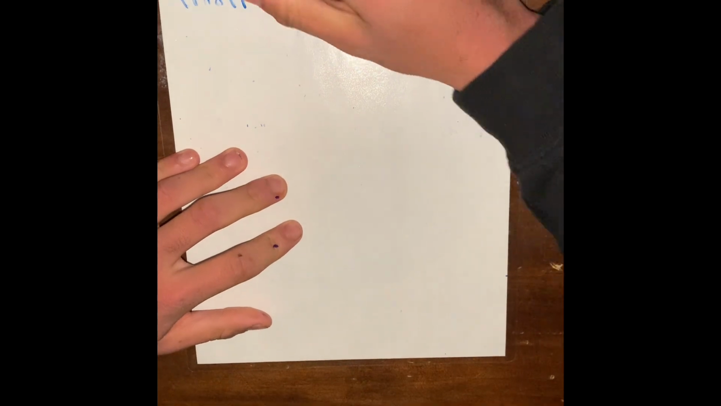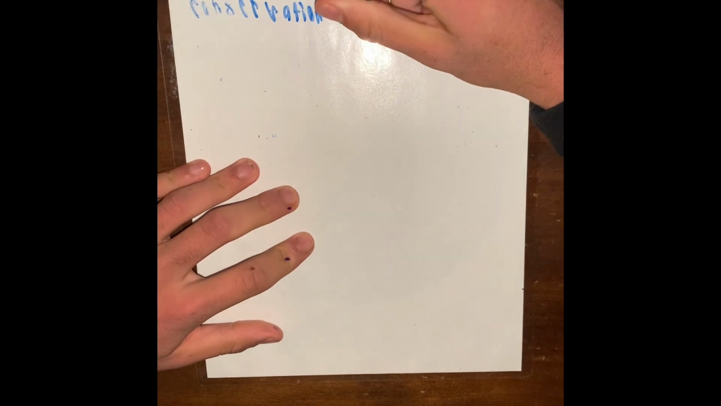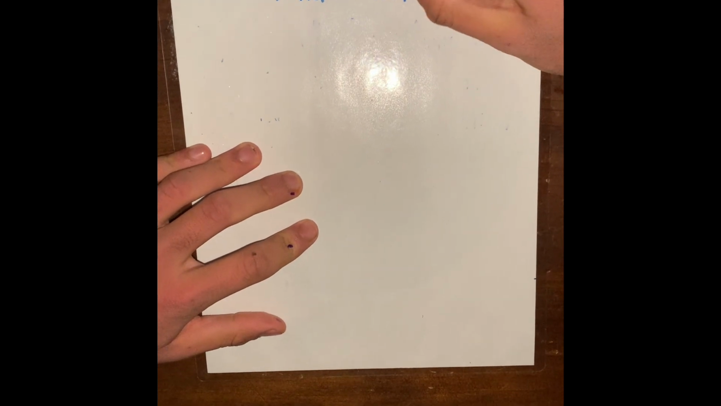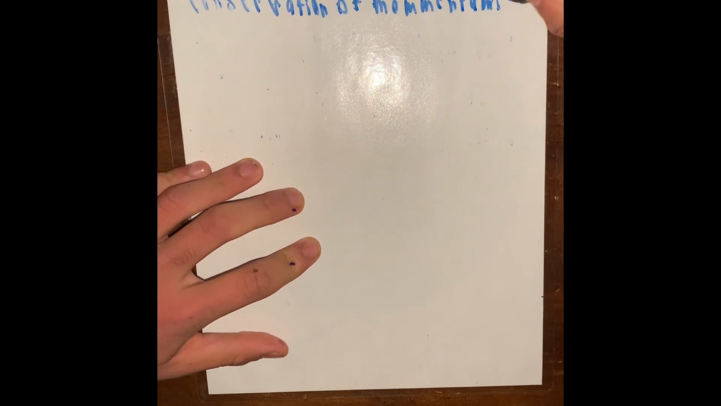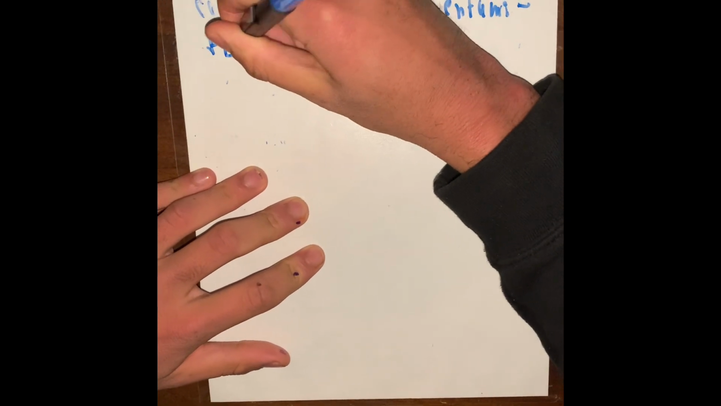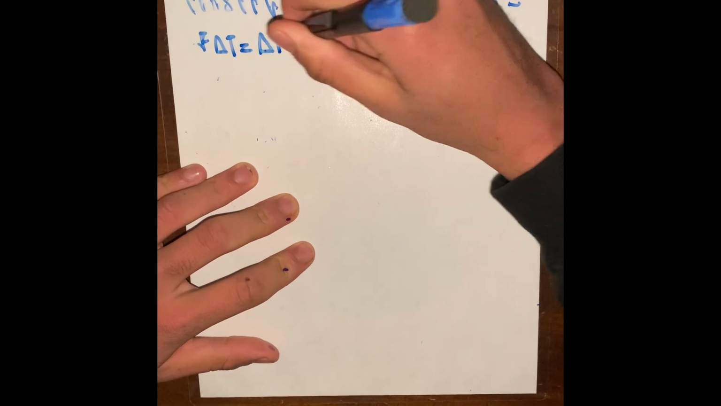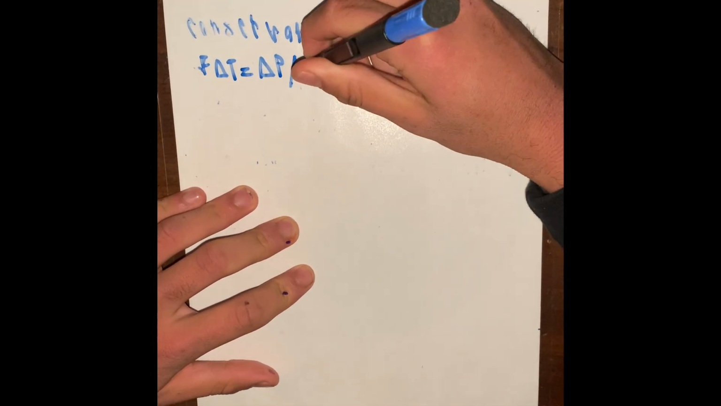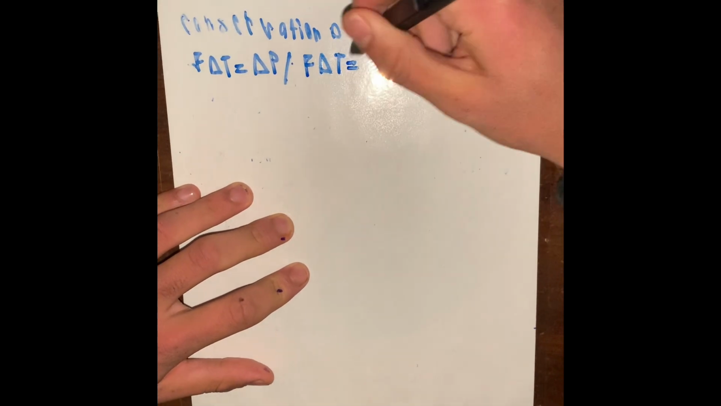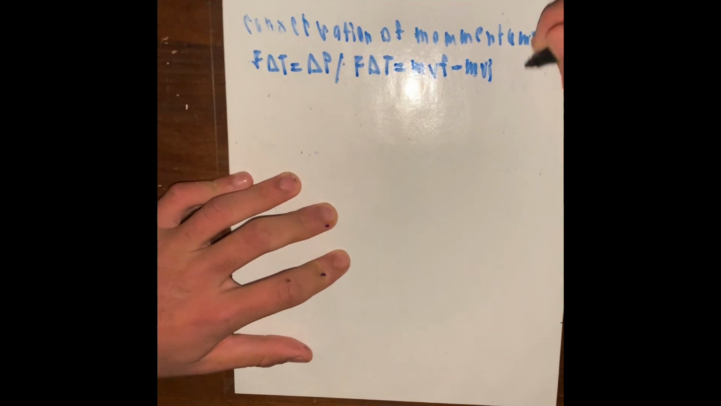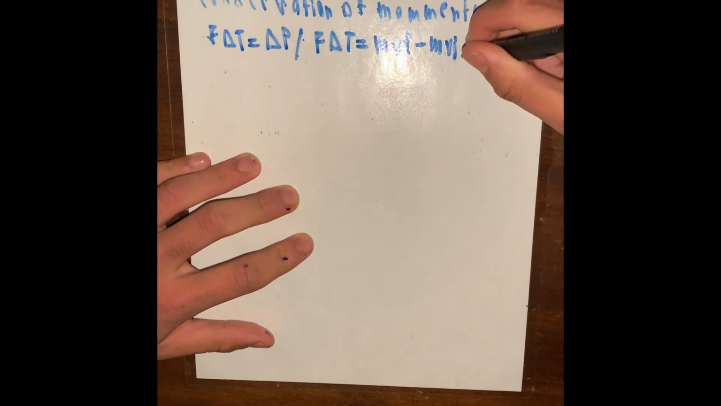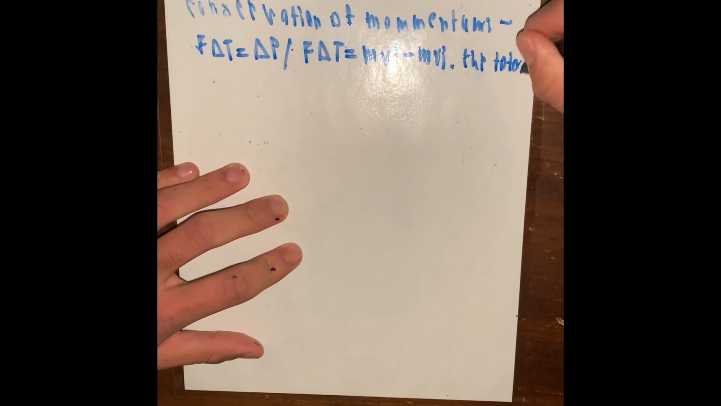Conservation of momentum, represented by F times delta t equals delta p, where F equals net force, delta t equals change in time, and delta p equals change in momentum, is defined as the total momentum of an isolated system remaining the same over time. This can be represented by kilograms times meters per second.